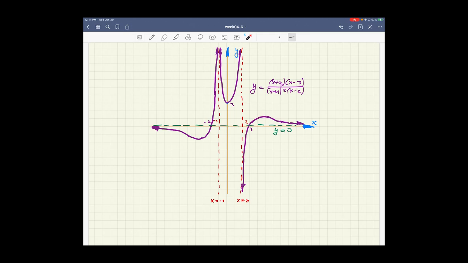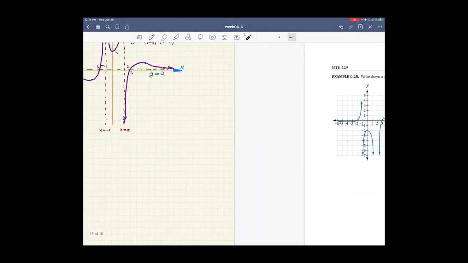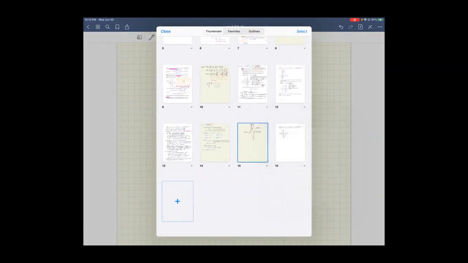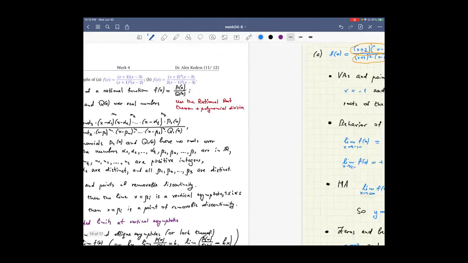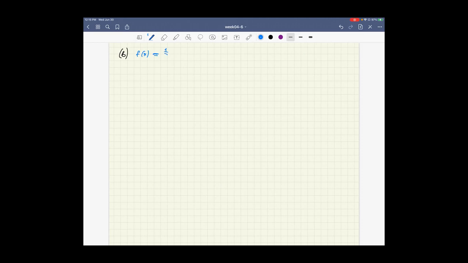That is the graph from part A, and in part B, we have a similar analysis. In B, our function is one half times x plus 2 squared times x minus 2 over x minus 1 squared times x minus 3.